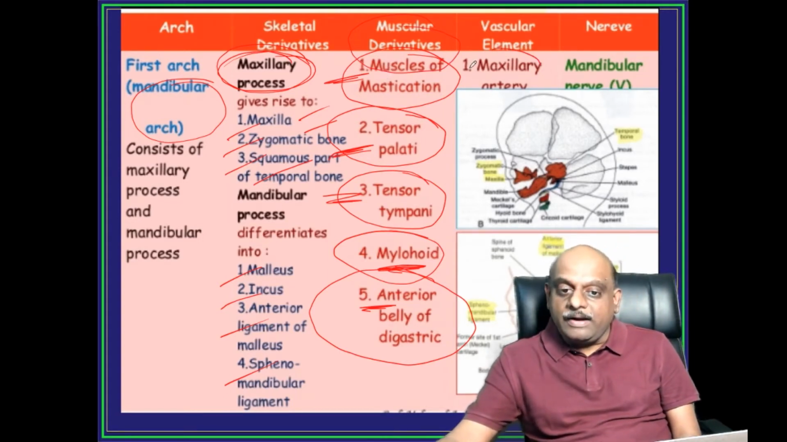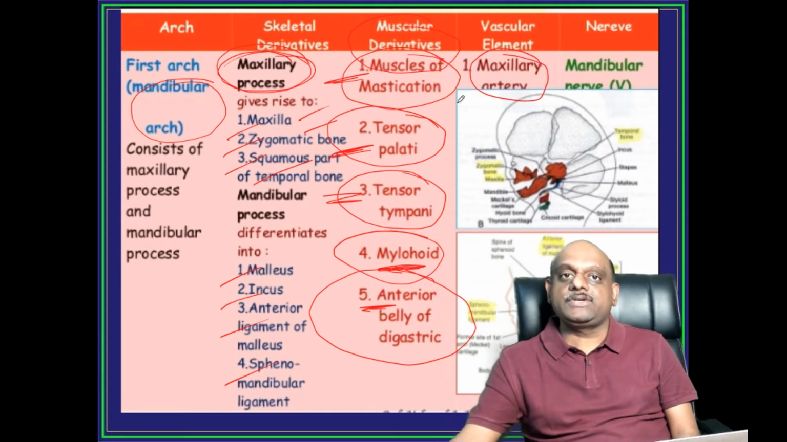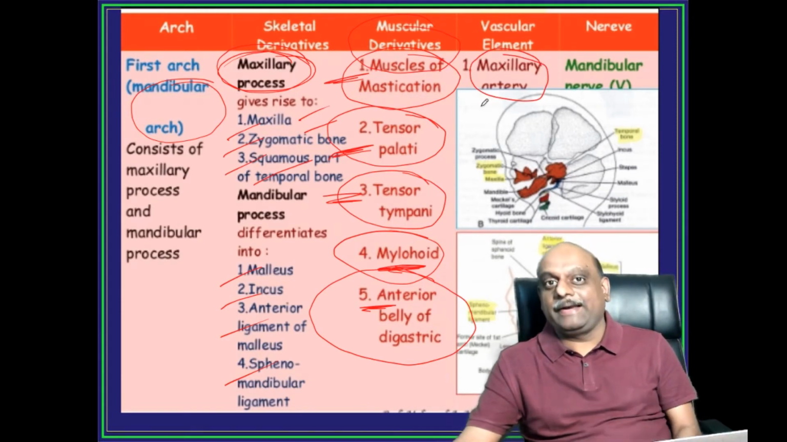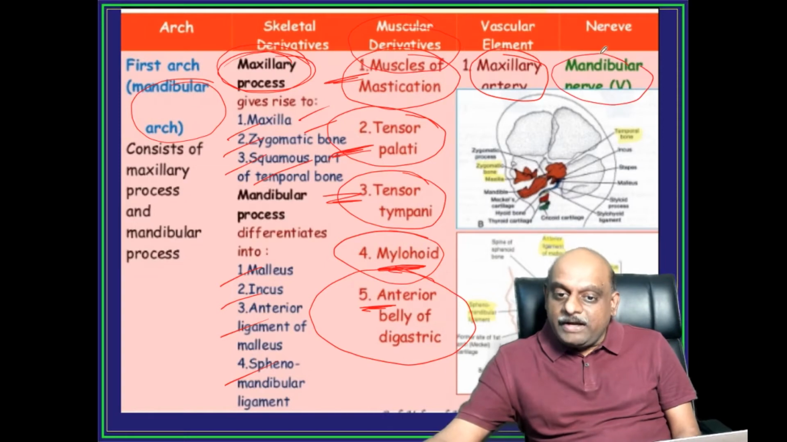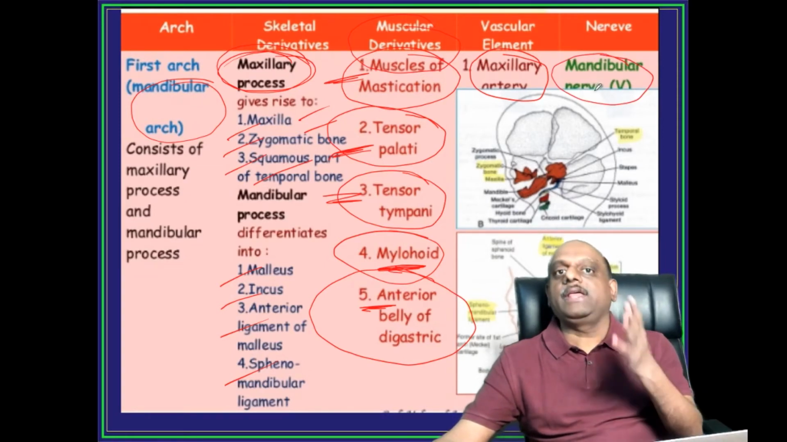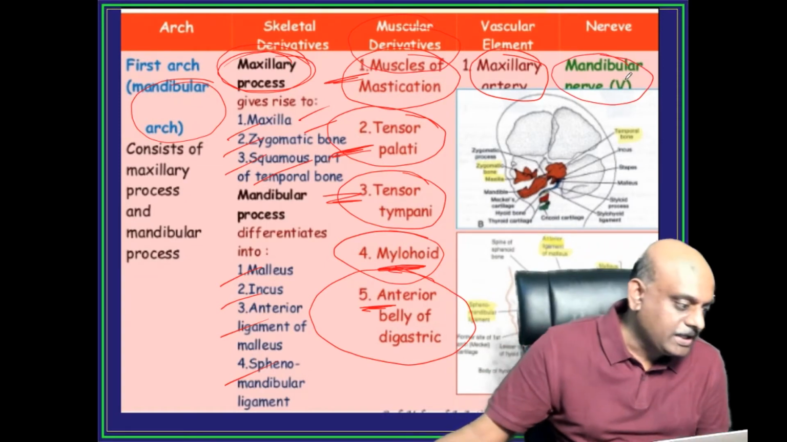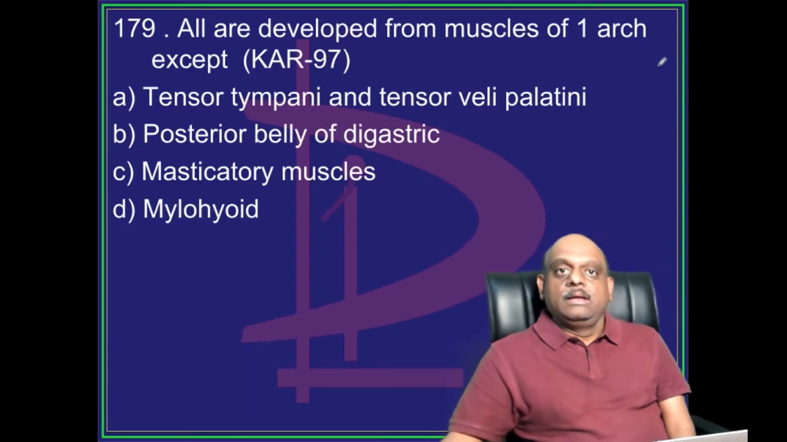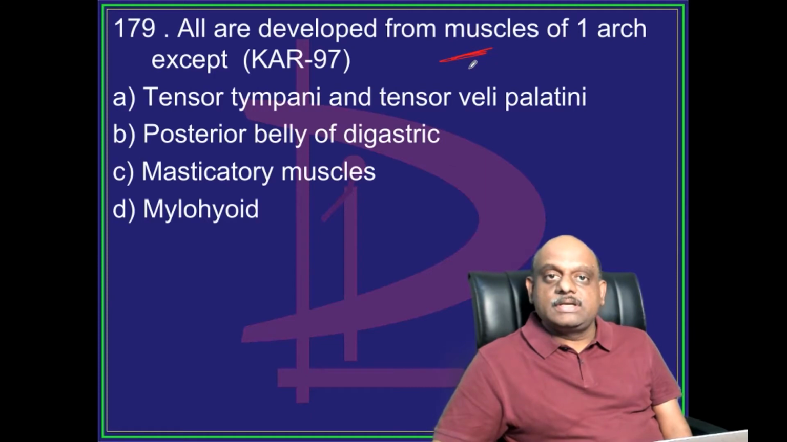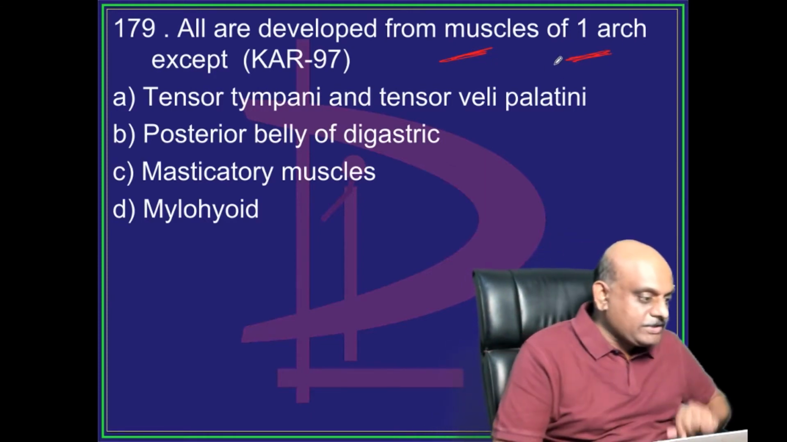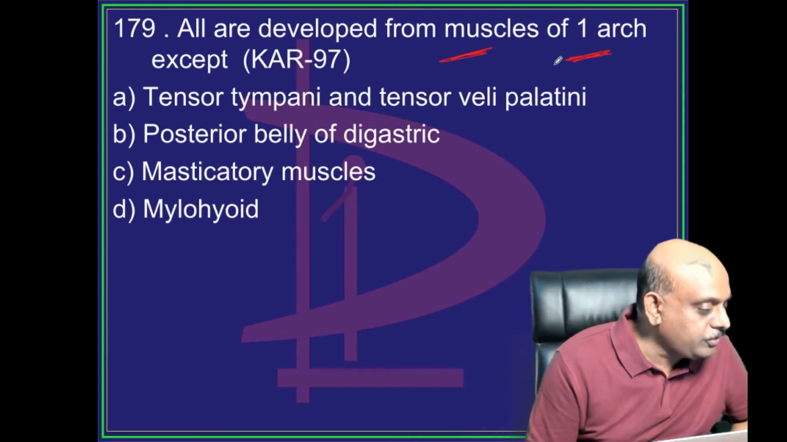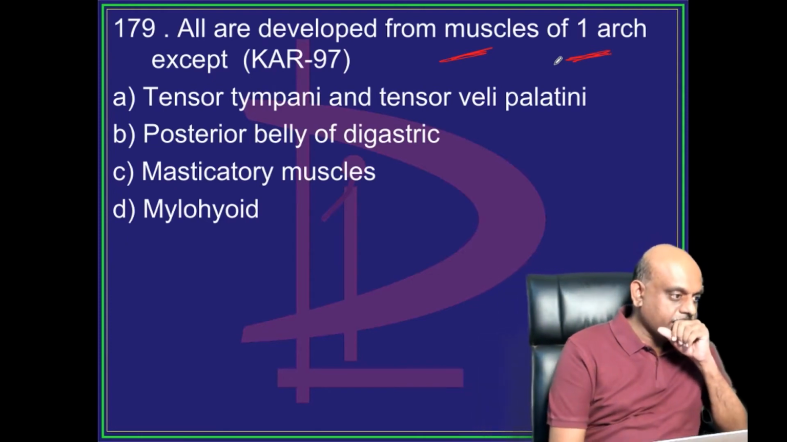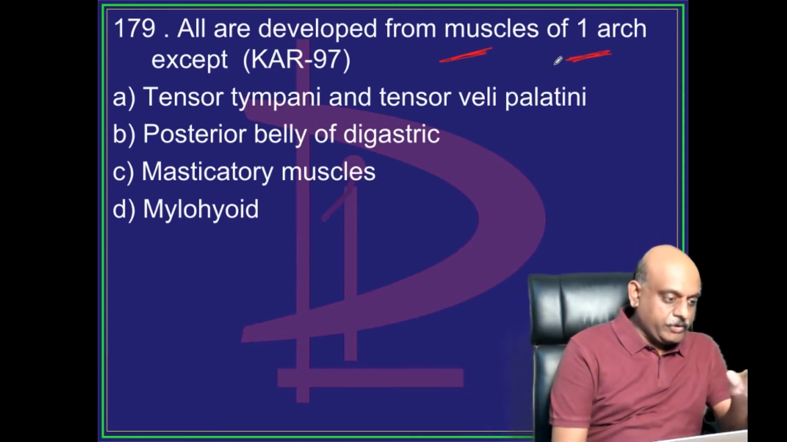Then what is the artery of the first pharyngeal arch, doctor? Maxillary artery. And mandibular nerve is the nerve of the first pharyngeal arch is what you should basically remember. Now what are all the muscles that come from the first arch? Now you please punch the answer, doctor. Now you know the answer. I'm looking forward to you punching the answer.